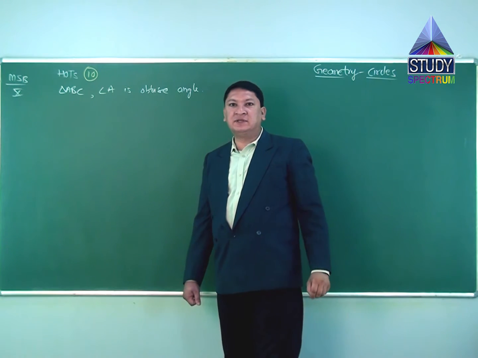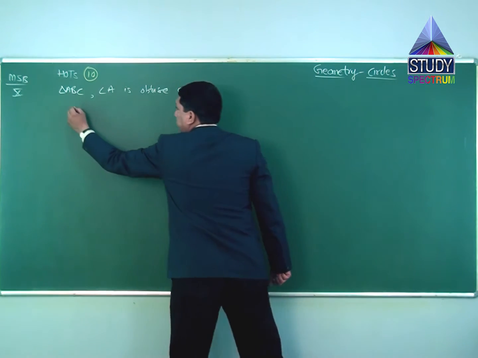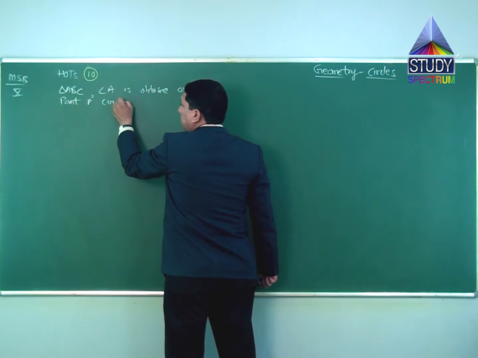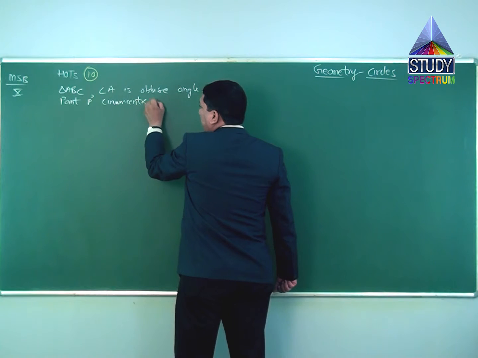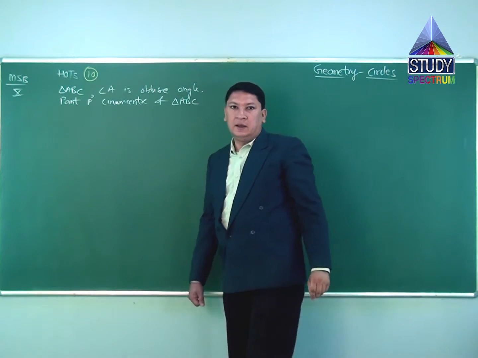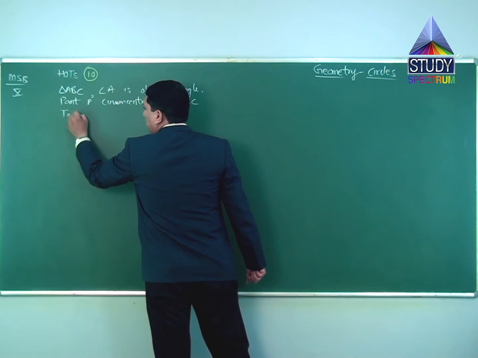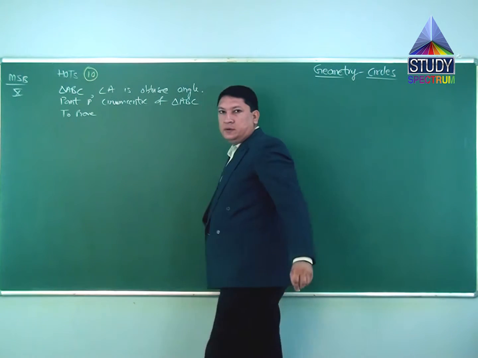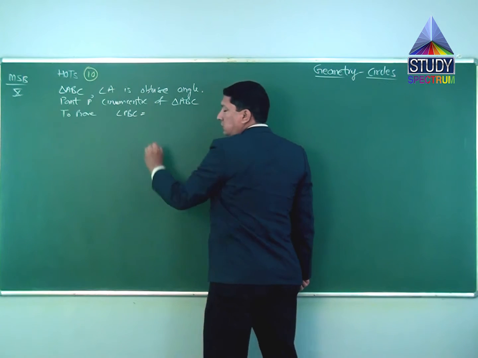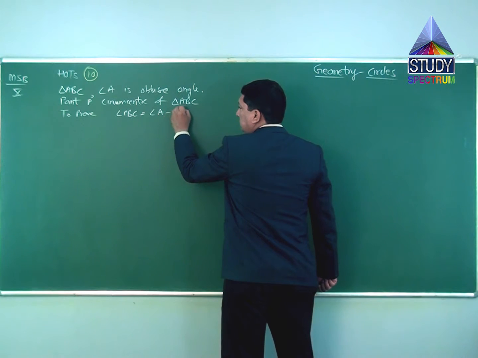P is circumcenter of triangle ABC. Point P, circumcenter of triangle ABC. To prove angle PBC is equal to angle A minus 90 degree. That's it. This is the question.